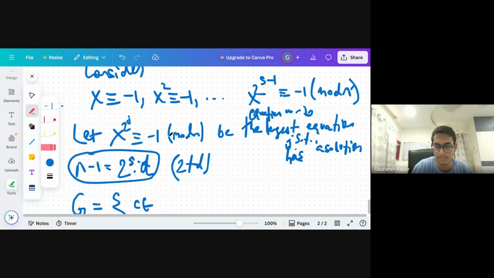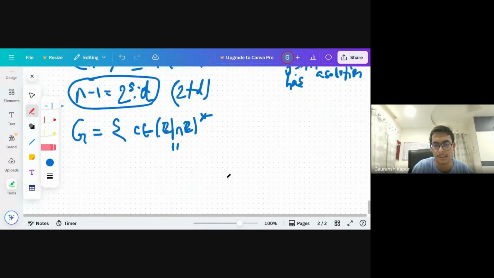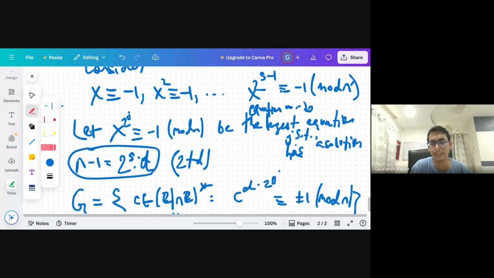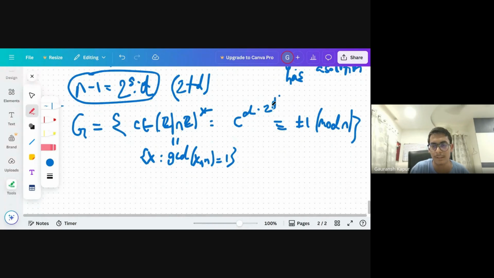Okay, so let's consider a set G, which is the set of c in Z mod n Z star. Now this looks weird, but this is nothing but the set of all x such that the GCD of x and n is 1. Basically, these are the invertible elements modulo n. So G is the set of such c where c^(d times 2^j) is congruent to plus or minus 1 mod n. J was defined above, and we are defining the set as follows. And I claim three things.